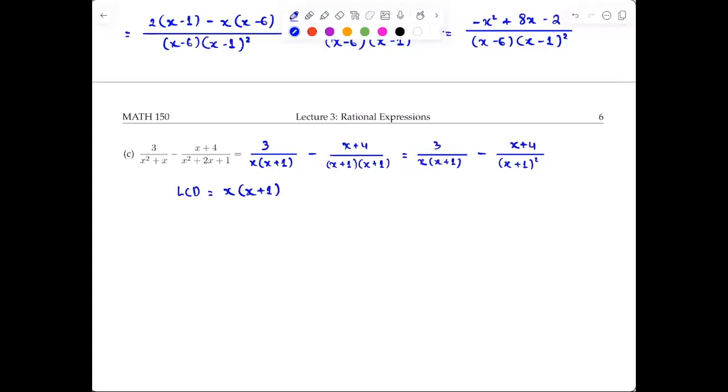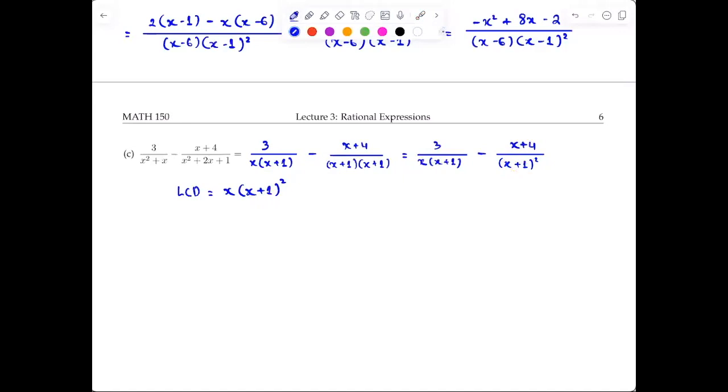So far, so good. Now we're done with the first term. We move on to the second term. Now in the second term, the factor is (x plus 1) squared. We already have x plus 1. We just need to put the square to complete the LCD.